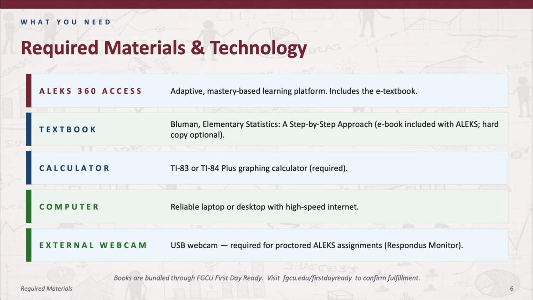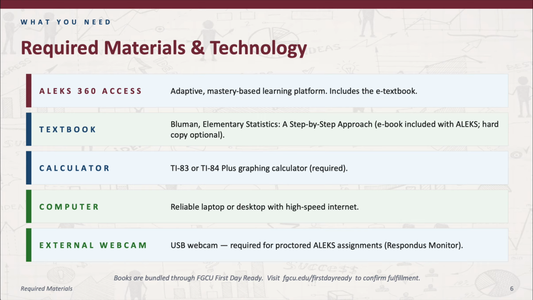And the required materials for this course, the technology we'll be using, as I said before, we'll be using ALEKS 360 Access. It's an adaptive, mastery-based learning platform. And the good news is it comes with the e-textbook, so you really don't have to buy the book. The book is part of it. If you like the hard copy of the book, I like a hard copy of the book. We will use the book titled Elementary Statistics: A Step-by-Step Approach by Professor Bluman. And the ebook is included with the ALEKS. And we expect you to have access to either a TI-83 or TI-84 plus graphing calculator, which you'll be using.